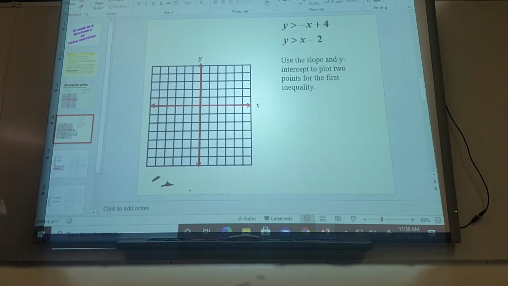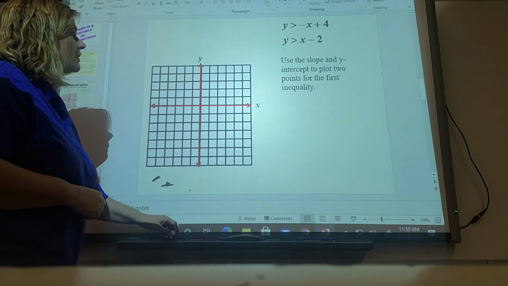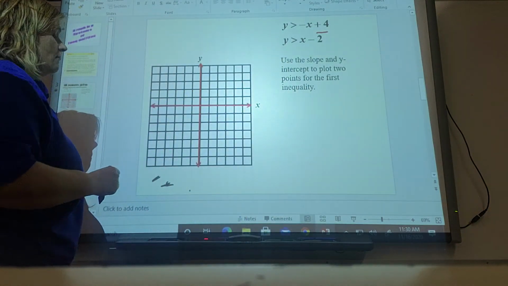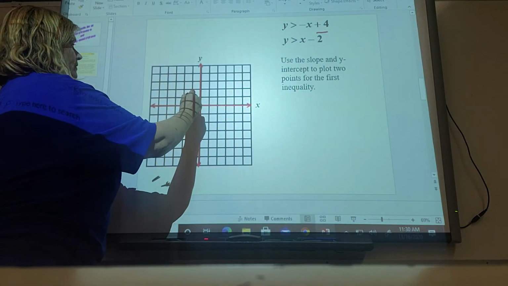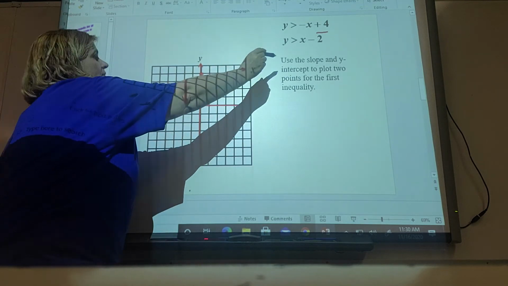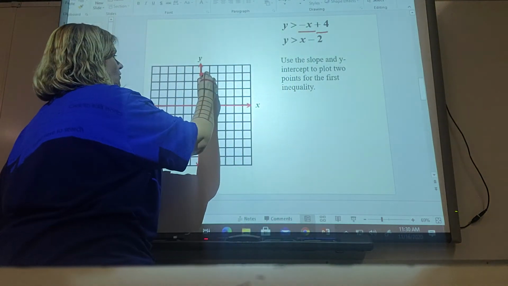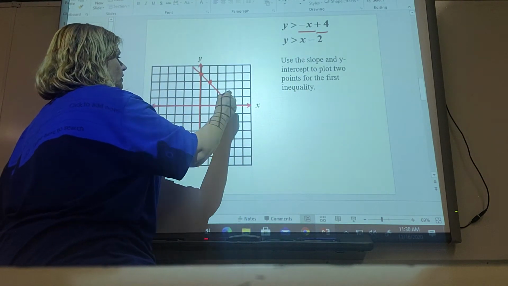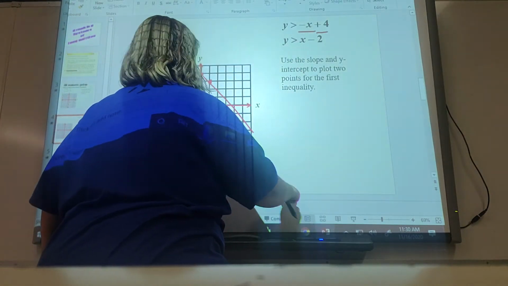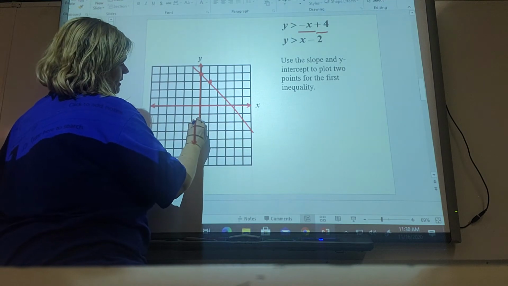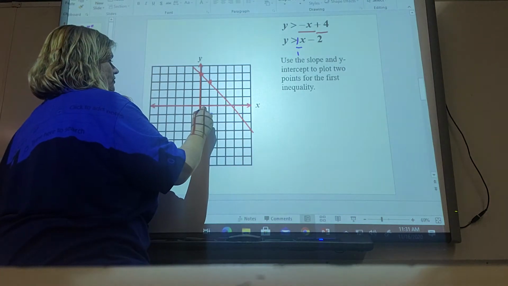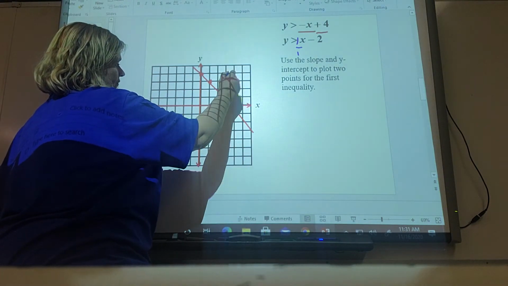And let's try another one. Already in slope-intercept form. The first one, the y-intercept is 4. So we're going to go on to 4, 1, 2, 3, 4 on the y-axis. Put a point. The slope is -1, so down 1 to the right 1, and we would draw our line. The next one, our y-intercept is -2, so on the y we go down 2. The slope is 1, so we go up 1 and to the right 1, and we draw a line for that.